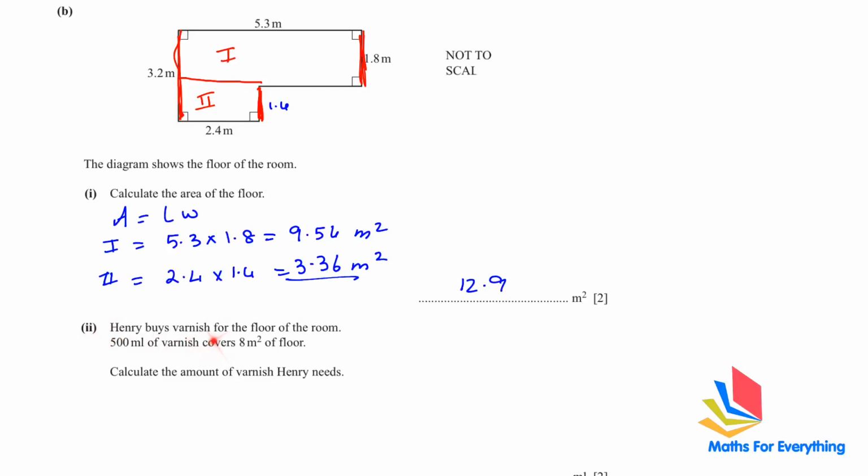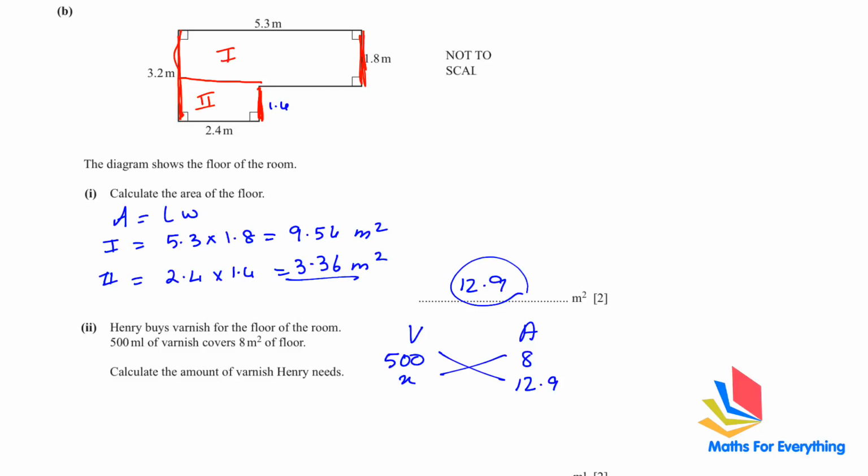Next, Henry buys varnish for the floor of the room. 500 milliliters of varnish covers 8 square meters of floor. Calculate the amount of varnish Henry needs. So this is the amount of varnish and this is the area that it covers. 500 milliliters covers 8. And how much area do we have? 12.9. So how much varnish will he need?